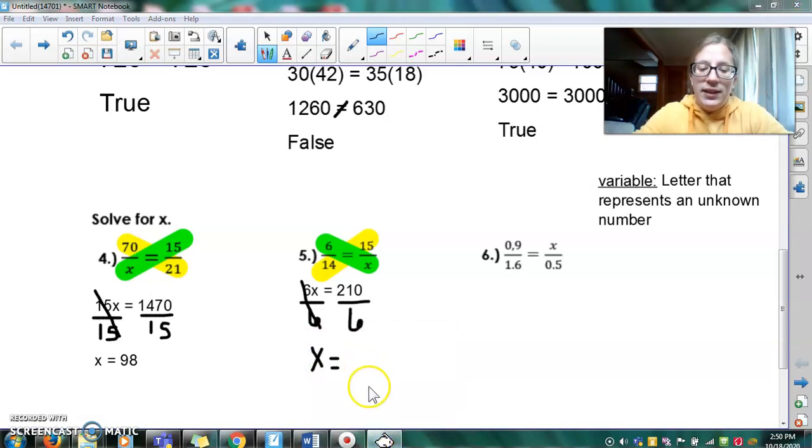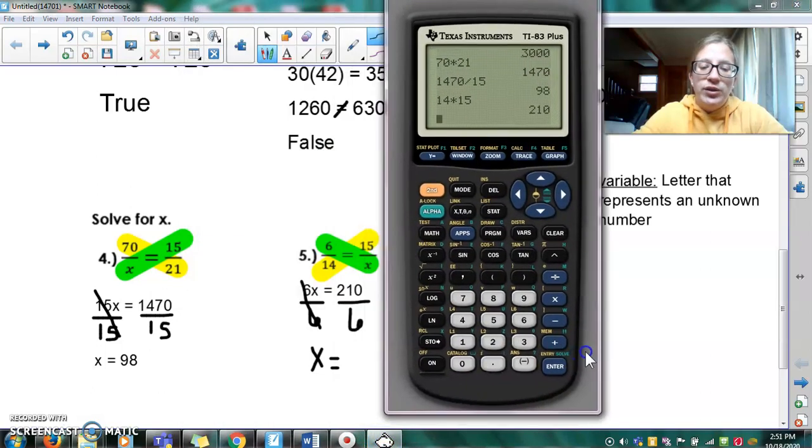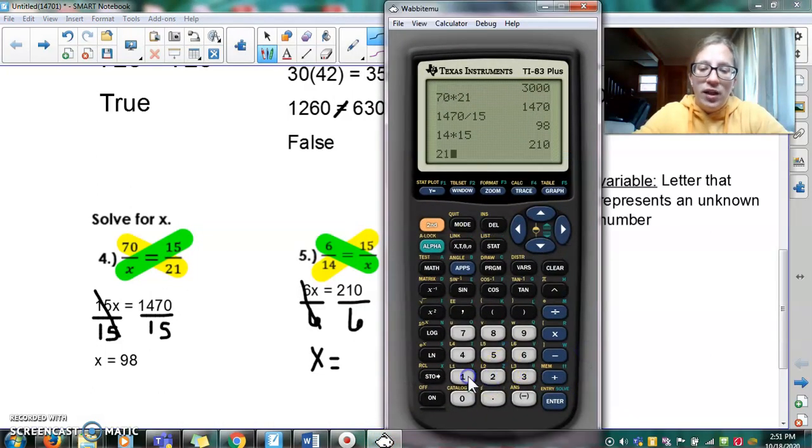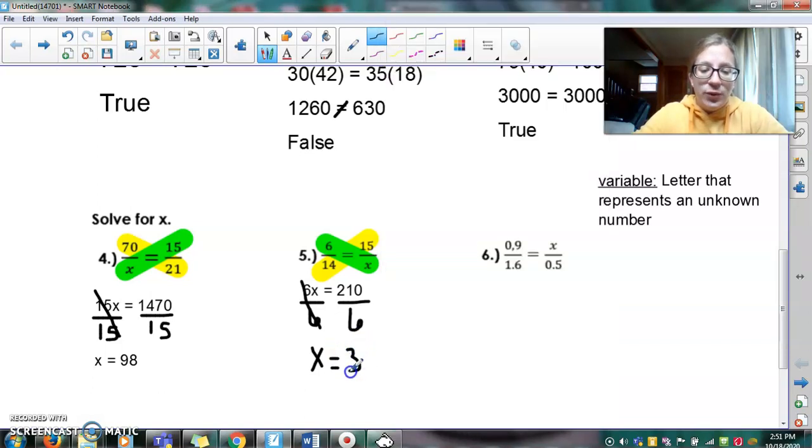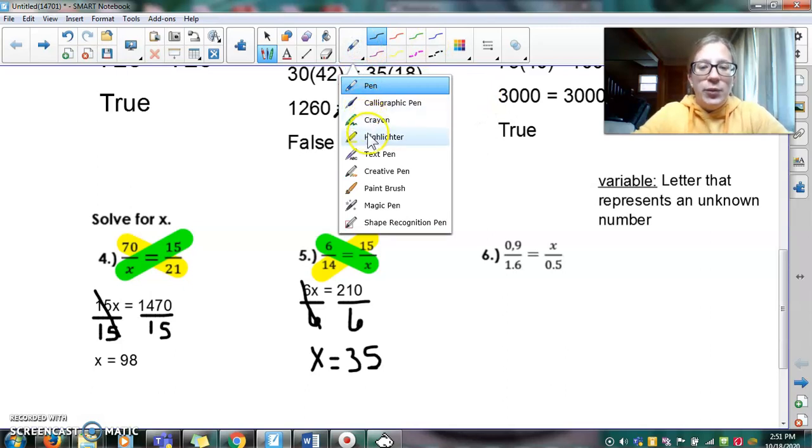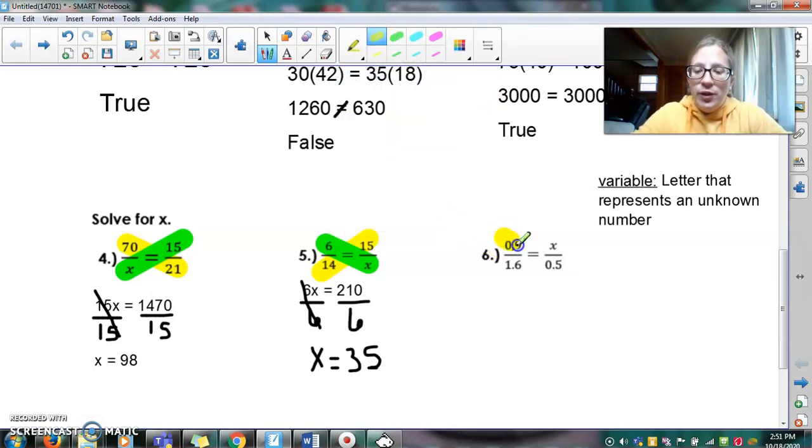210 divided by 6. Big thing I want you guys to remember here is whatever you see on top of the fraction, and in this case it's 210, should be the very first thing you put into your calculator. Don't reverse the fraction. So we have x equals 35. Oops, that's supposed to be 5.